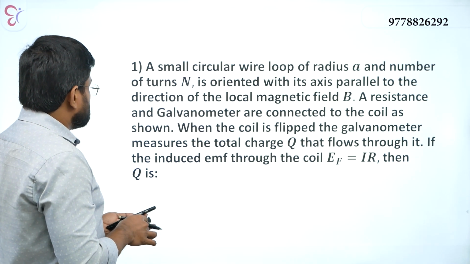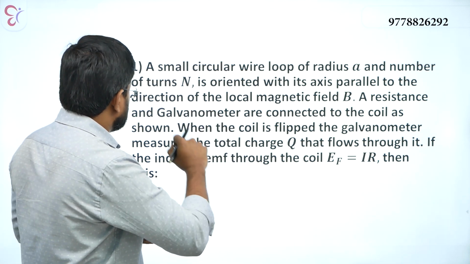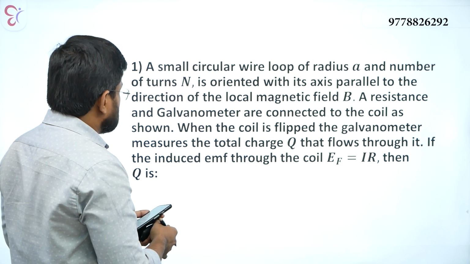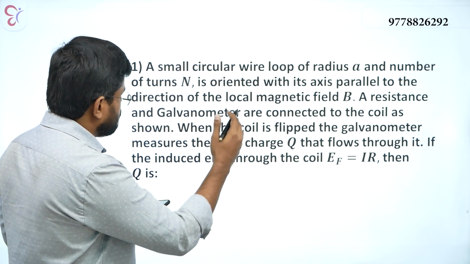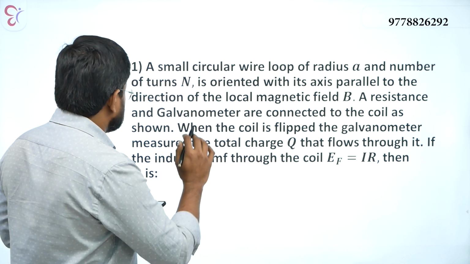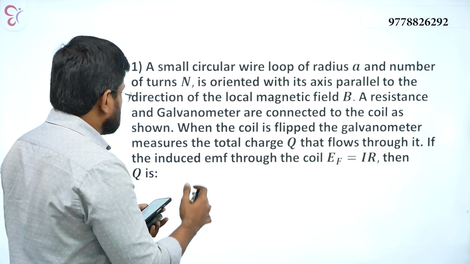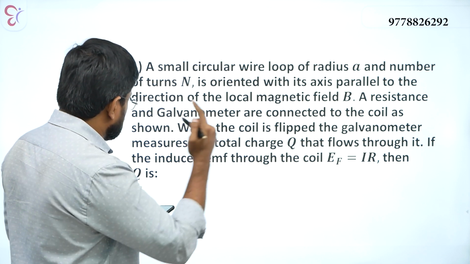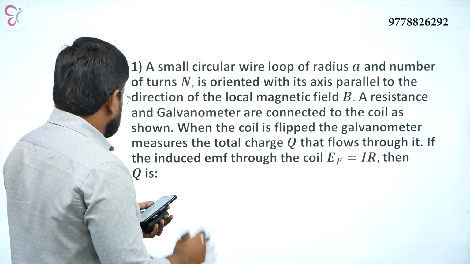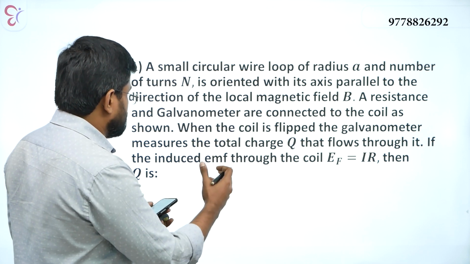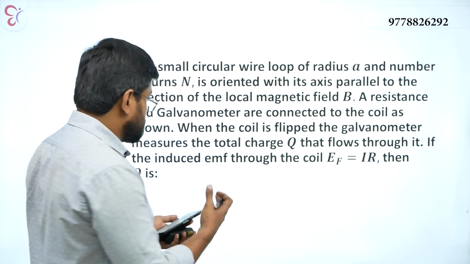So see the first one. A small circular wire loop of radius a and number of turns N is oriented with its axis parallel to the direction of the local magnetic field B. A resistance and galvanometer are connected to the coil as shown. When the coil is flipped, the galvanometer measures the total charge Q that flows through it. If the induced EMF through the coil is equal to IR, then Q is... This is one of the previous questions which was asked.